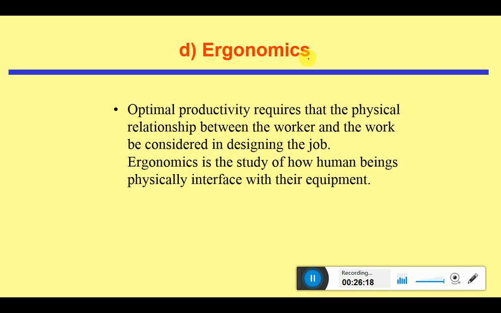So optimal productivity requires that the physical relationship between the worker and the work be considered in designing the job. Ergonomics is the study of how human beings physically interface with their equipment. You have a physical interface with the equipment. Equipment means tools, machines. Like for example, I work as an electrician in an organization.